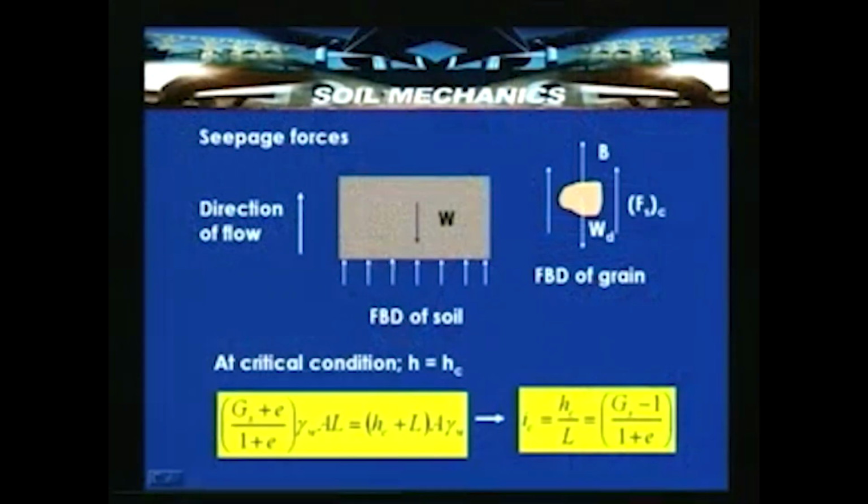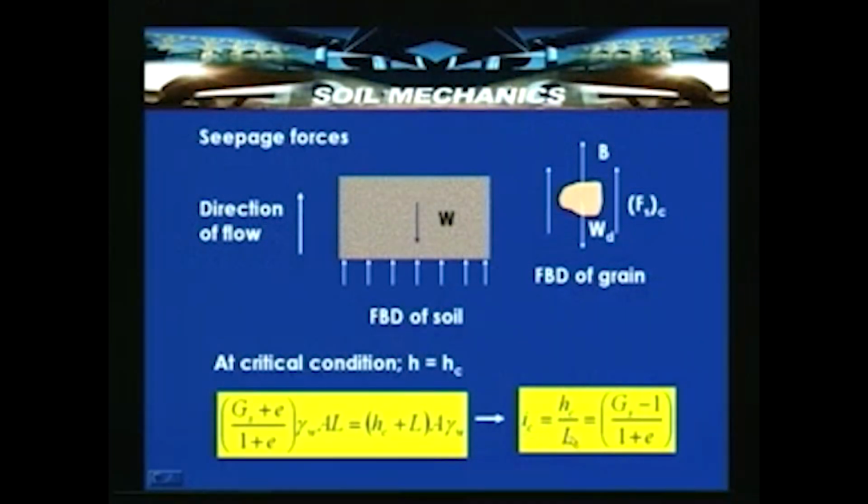A is the area of the cross section over which the flow is taking place, and L is the length of the sample. This is the saturated weight of the soil mass, that is W, which at the base is resisted by (Hc plus L). Hc is the head which is causing the flow, and L is the length. That means the pore water pressure head at the base of the sample is Hc plus L, so U is (Hc plus L) into gamma w, where gamma w is the unit weight of water.